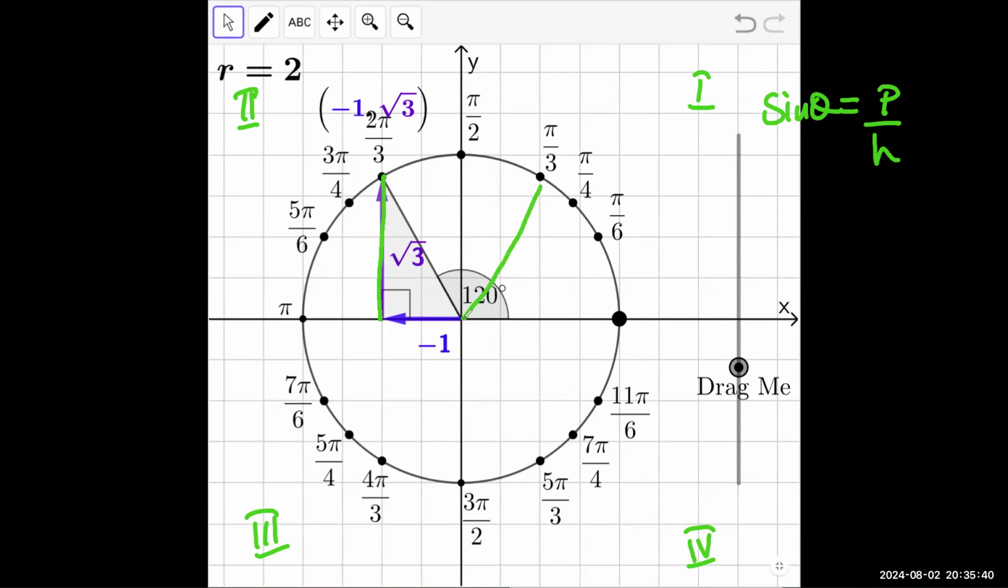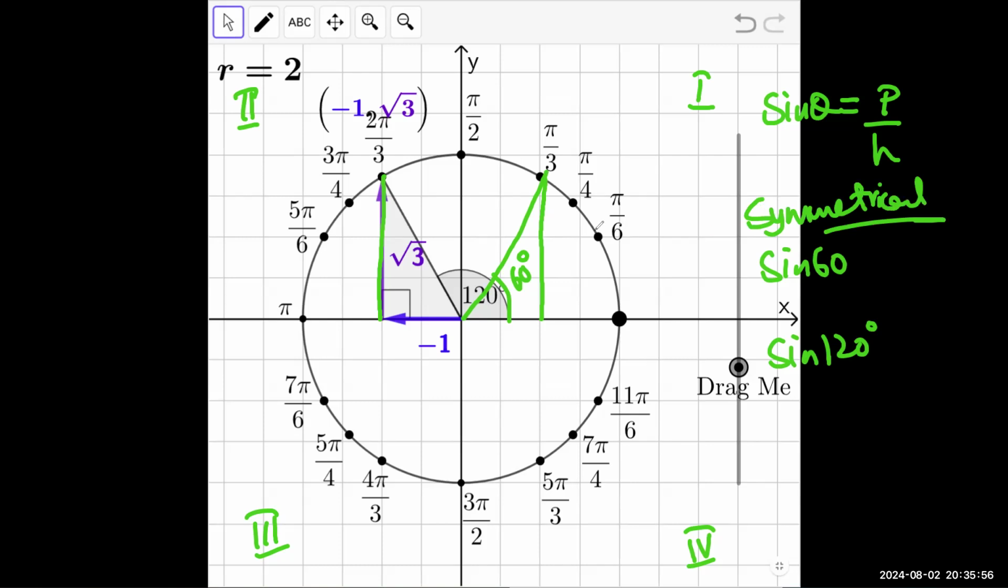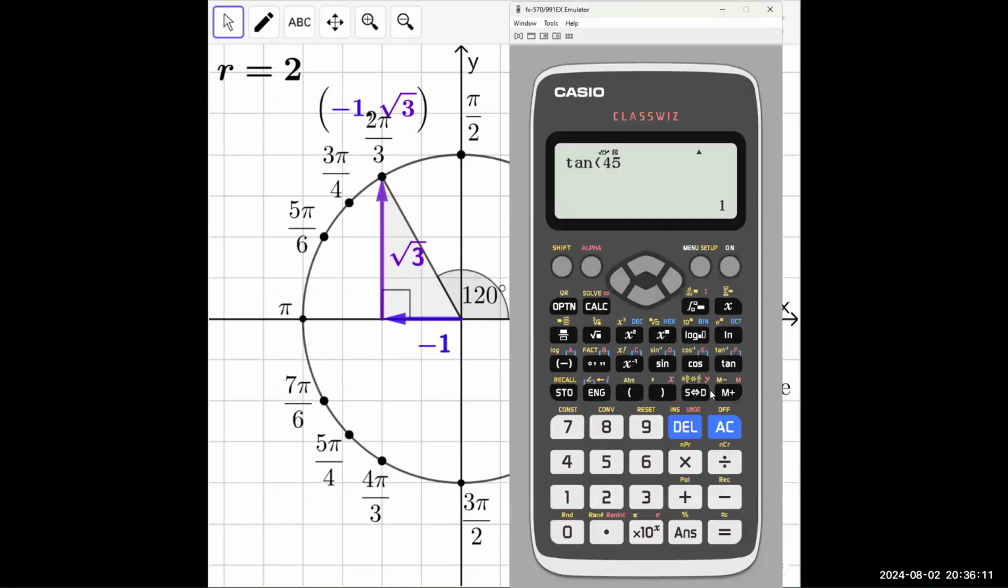There is a relationship between the sine of 60 and a sine of 120. Why is there a relationship? Because the triangle that you get in the diagram is somewhat symmetrical. How is it symmetrical? It has the same perpendicular value, but this is getting too deep into the logic. Sine of 60 is under root 3 over 2, and sine of 120 is also under root 3 over 2.